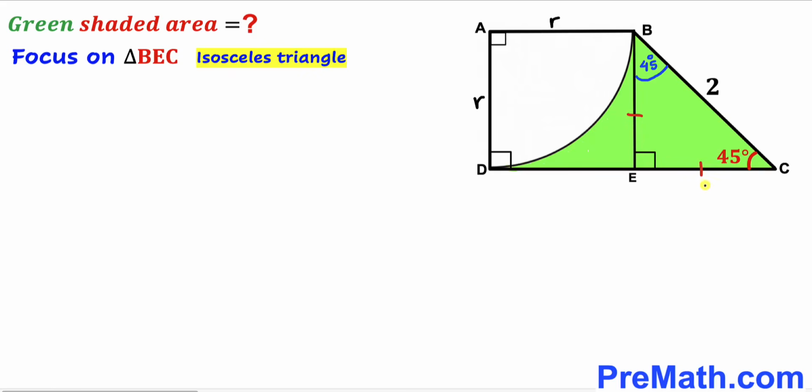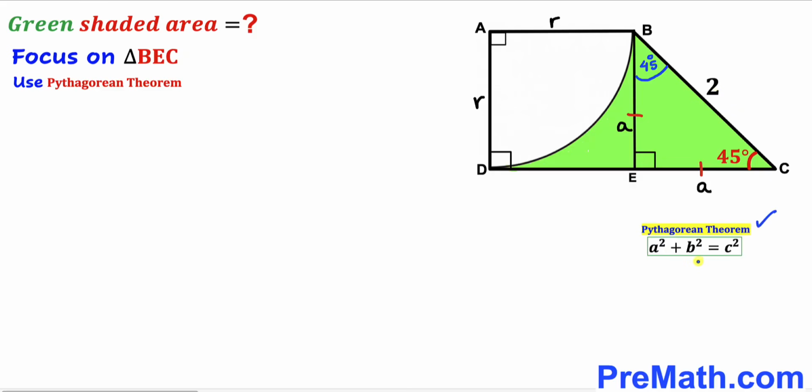And if I label this EC side as lowercase a, then this BE side is going to be lowercase a as well. And now we are going to apply the Pythagorean theorem on this triangle BEC. And here's the Pythagorean theorem: a square plus b square equals c square. And in our case, our hypotenuse is 2 units, whereas our two other legs are lowercase a and lowercase a as well. Let's go ahead and fill in the blanks in this Pythagorean formula. So we got a square plus a square is going to be equal to 2 square.